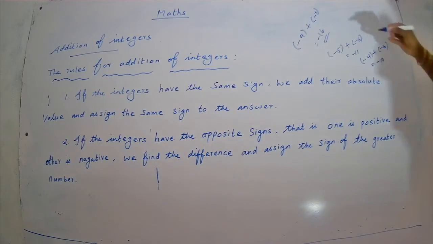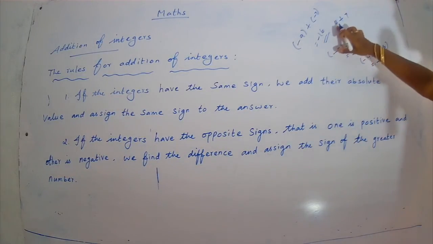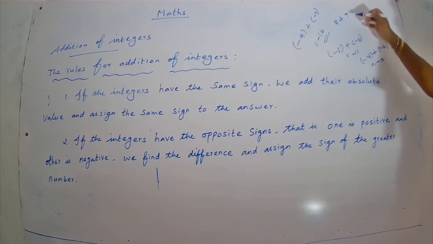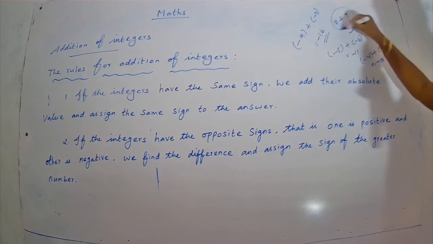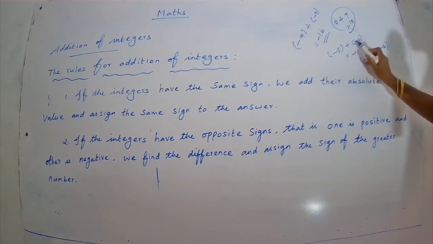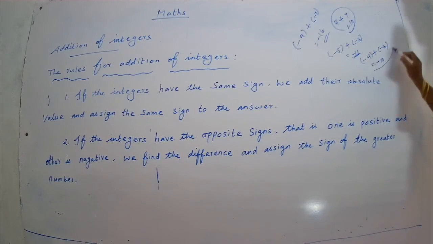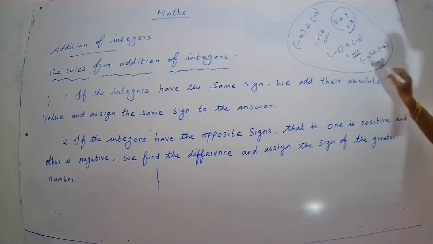For example, plus 4 plus 7. Here 4 is also a positive integer, 7 is also a positive integer. So your answer is 10. Same like minus 5 plus minus 6 equal to, your answer is 5 plus 6, which is 11. What is the sign? Minus sign. Your answer is minus 11. So this is the first rule.